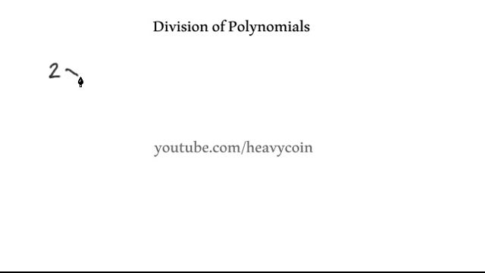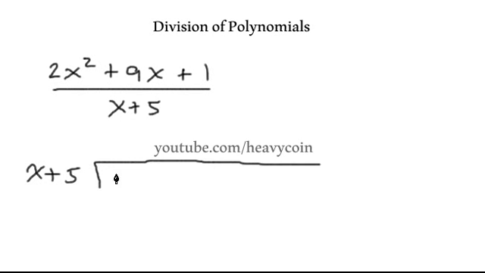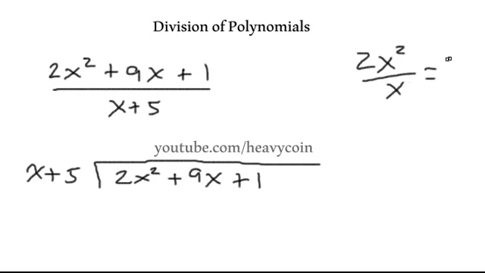We're going to have 2x squared plus 9x plus 1, so that's a polynomial, of course, over x plus 5. Now we're going to use long division. I'm going to write x plus 5 right here, and we have 2x squared plus 9x plus 1. X goes into 2x squared, so remember the last problem that reduces down to 2x, right? That's what's going on here. X goes into this, so we're just left with 2x.